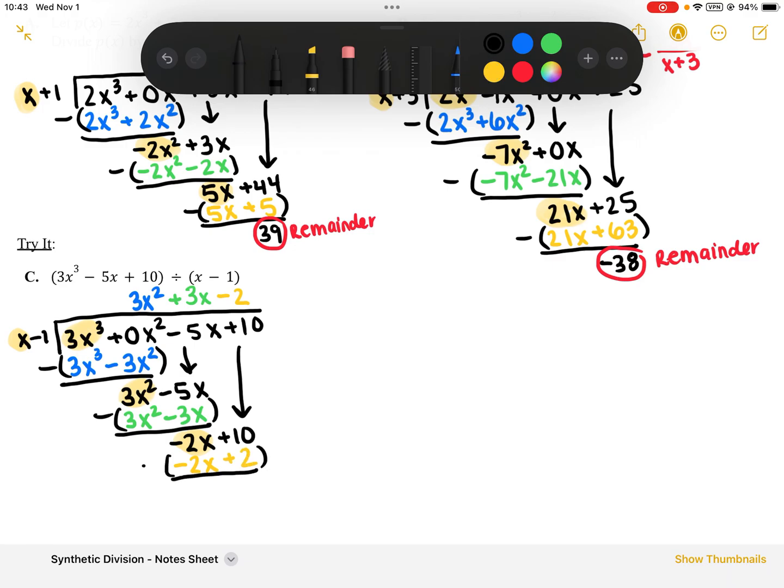And now I need to subtract, and I get negative 8. Or positive 8, sorry, not negative 8. 10 minus 2 gives me positive 8. So 8 here is my remainder, and to write my remainder, it's positive, so I'm going to have addition. 8 goes up top, bottom is what I'm dividing by, so x minus 1. So my answer is 3x squared plus 3x minus 2 plus 8 over x minus 1.